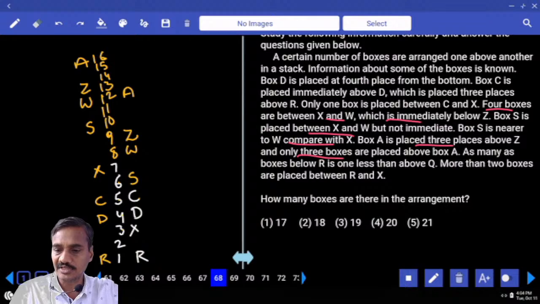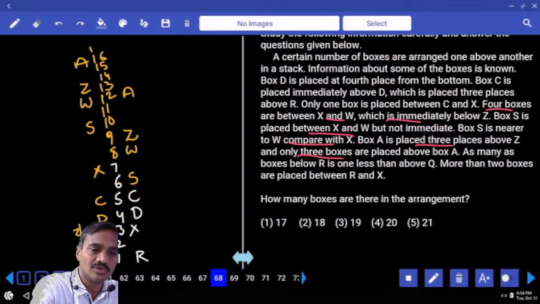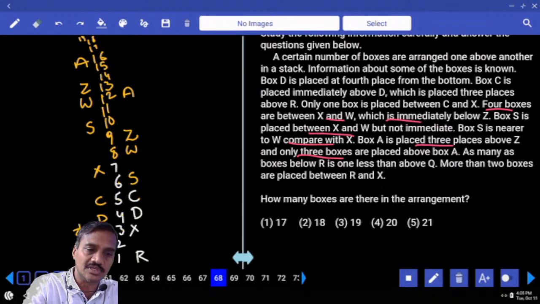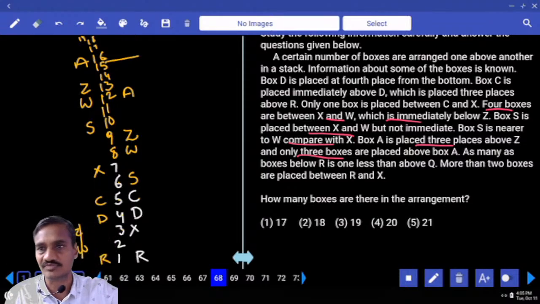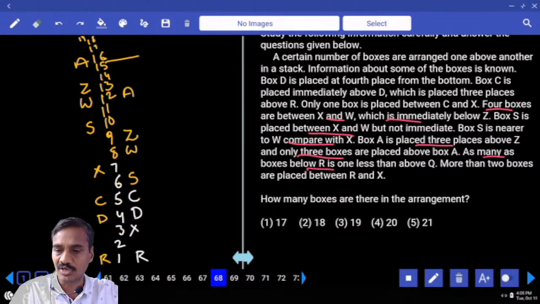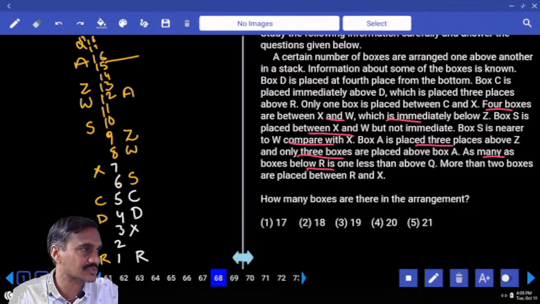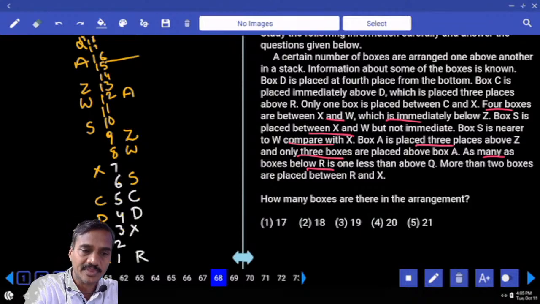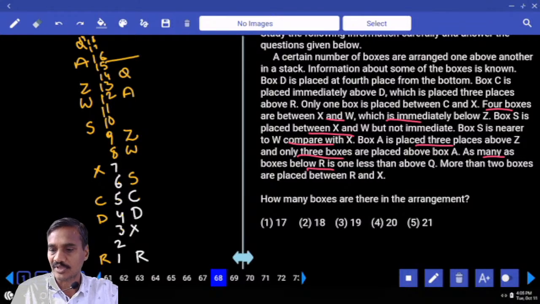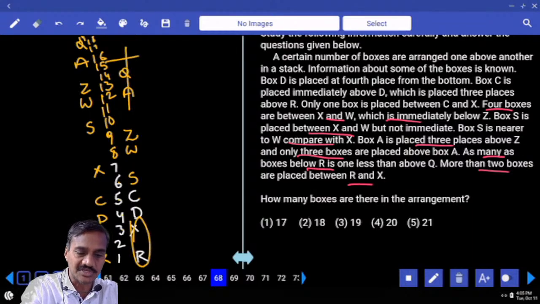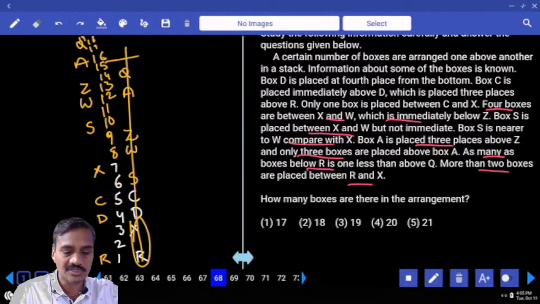Above Z, and only 3 are placed above A. Only 3 above A, hence 17, 18, 19 in the first case. Above A there are only 3, 1, 2, 3, hence it must stop at 15 itself. And as many below R as above Q. Below R there is 0, so above Q there must be 0, and so Q must be at the 18th place. In the other case Q must be at the 14th place. And more than 2 boxes between R and X. Here between R and X there is exactly 1 box, so this case is completely ruled out. Hence we are left with the first case.